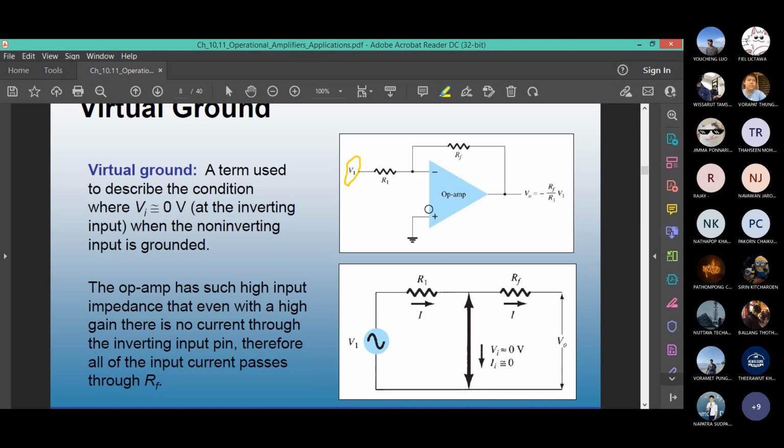Because of the high input impedance, normally you think that when you have a short circuit, all current goes there. So all current would go to the plus pin, which is not correct. High input impedance forces all the input current through the input resistor and the output feedback resistor.